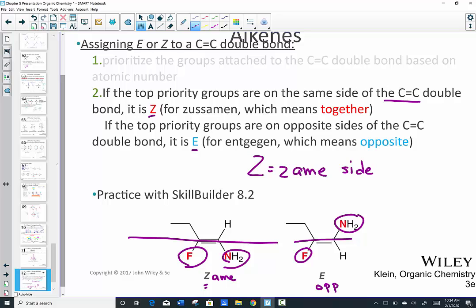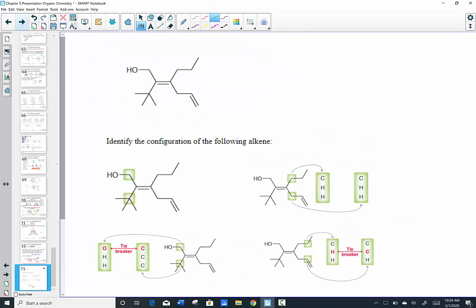E and opposites both start with vowels, and that kind of helps me notice E and O are both vowels, opposite sides, and Z for same helps me remember that that's the designation for the same side. EZ conformations. And so if I were going to name this, Z just simply becomes part of the name for that conformation, or the letter E becomes part of the name for that conformation. Just like we included R and S for chiral centers, we're now going to include E or Z when we name alkenes that have stereo conformations.